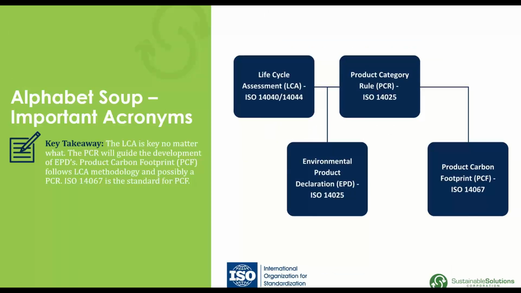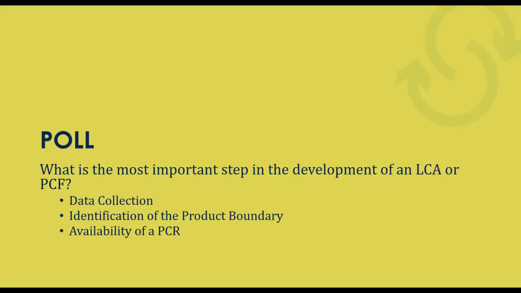Also, I did want to kind of summarize this. I threw out a lot of acronyms, but if we're really looking at this, the key takeaway here would be that the life cycle assessment is the core for anything you do. That is often not shared publicly. You would also then be looking at a product category rule, if applicable, whether you're doing an EPD or a product carbon footprint. And if you have that, you would then follow that to create these other documents. So just giving you kind of a summary of a bunch of slides that I just showed you there.